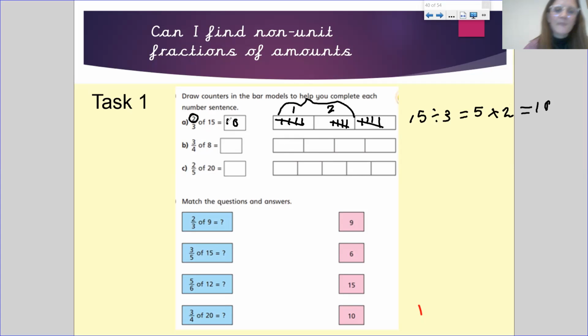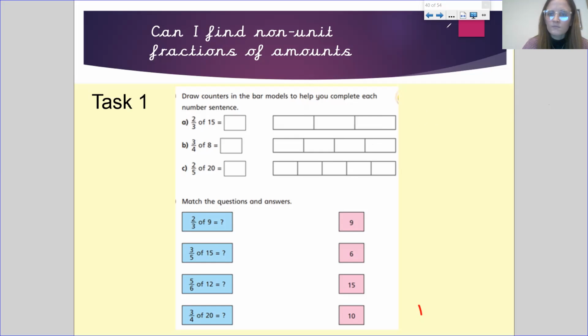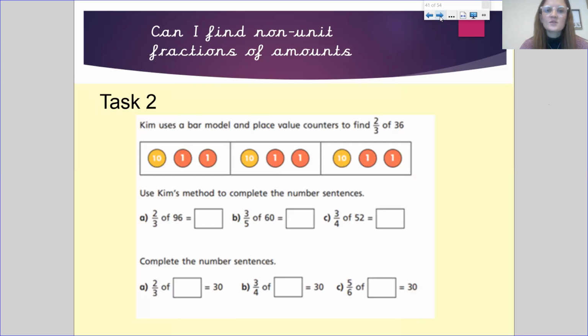And then it says match the questions to the answers. So 2/3 of 9, 3/5 of 15, 5/6 of 12, 3/4 of 20. Work those out and then draw lines to match them. Task 2, Kim uses a bar model and place value counters to find 2/3 of 36. Using her method, complete the number sentences. So make sure you're showing place value counters, perhaps in different colors, so I can see your 10s and your 1s, and then work out the 3 questions that have been given there.